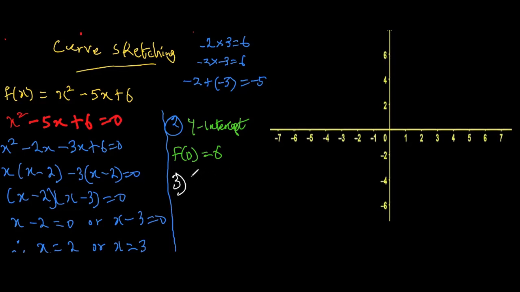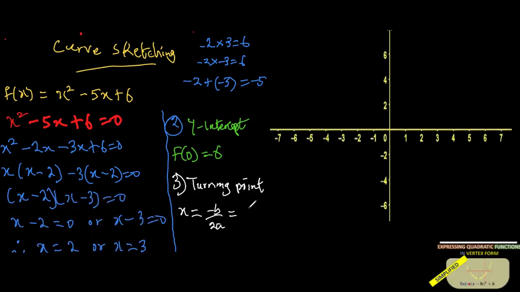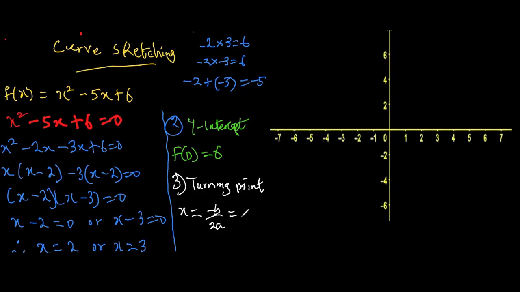Now, the next step, which is step 3, we are going to look for the turning point. So here, the value of x at the turning point is determined by minus b all over 2a. Full explanation of how I got minus b over 2a is in this video here. So click on that video. You are going to get a full explanation of how to re-express a quadratic function into a vertex form.